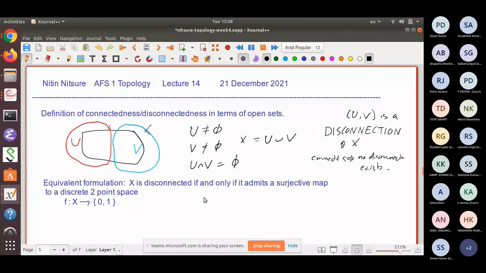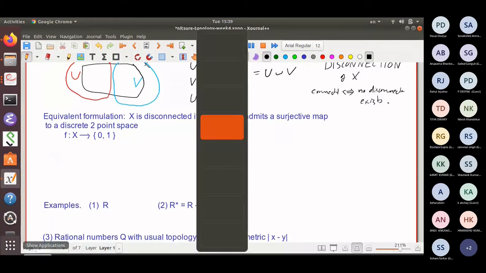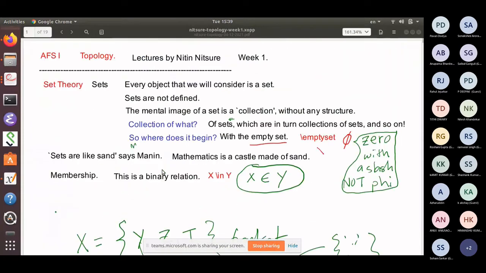Now I am saying that equivalently X is disconnected if and only if it admits a surjective map to a discrete two-point space. Actually, this is the set which we had defined as 2. I want to show you the definition of 2 in my first lecture. Here it is. AFS Topology lectures week 1. This is the first lecture.